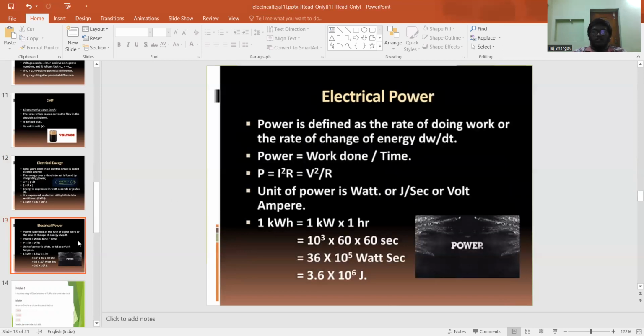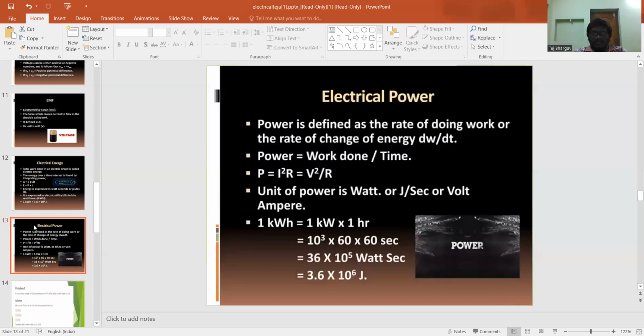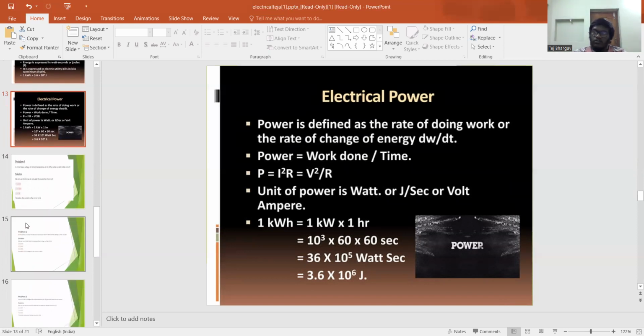Next, electrical power. Power is defined as the rate of doing work or the rate of change of energy. Power is equal to work done by time. P is equal to I square R, which is equal to V square by R. The unit of power is watt, or joule per second, or volt ampere.